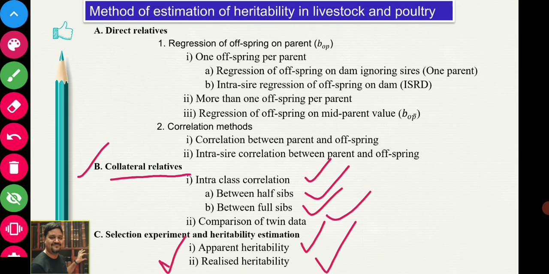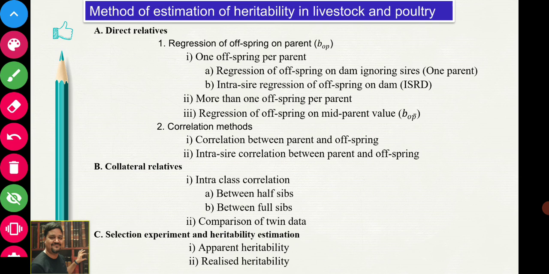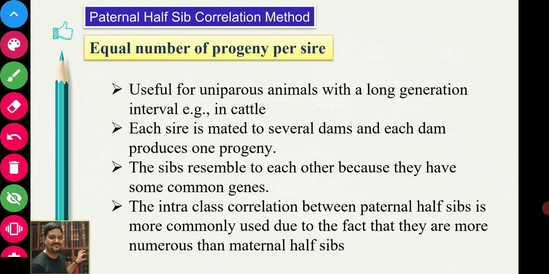And which collateral relative? It will be the half sib, and that half sib, the paternal half sib. We will be concentrating on the paternal half sib. So why paternal half sib? So just see the next slide. Why paternal half sib correlation method? In the paternal half sib correlation method also there are two conditions. The first condition will be the equal number of progeny per sire. That means suppose you are having 10 sires, each sire is producing an equal number of progeny. Let us say 5 progeny per sire. So each sire will have 5 progeny.